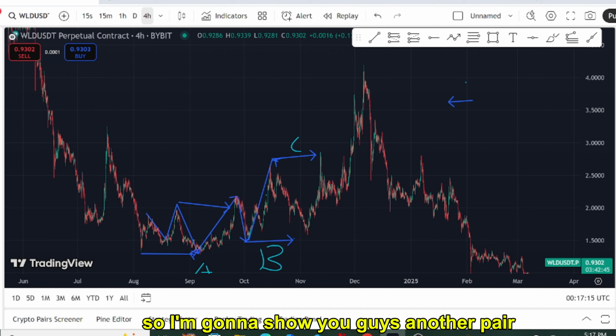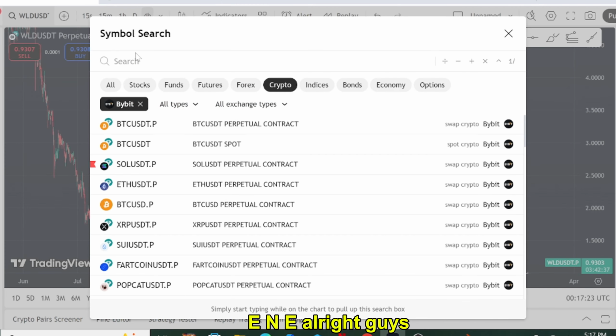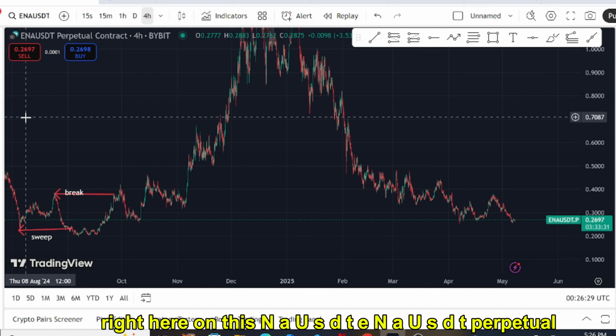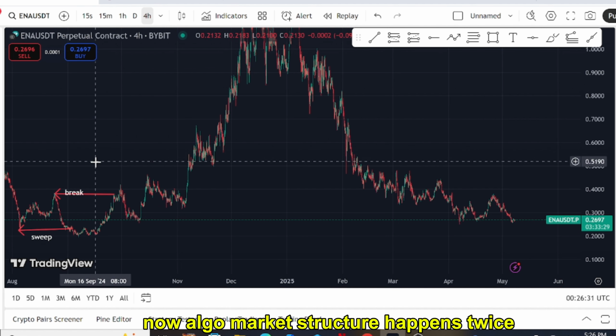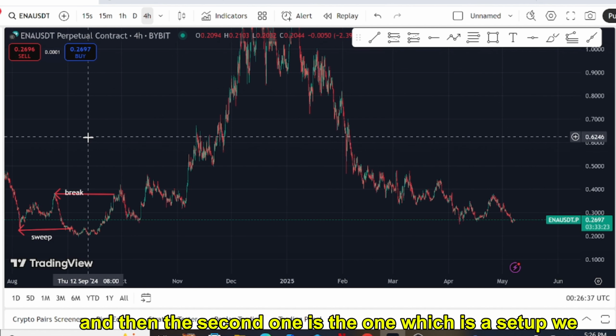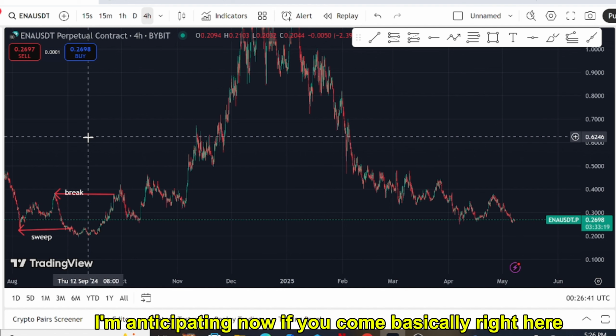So I'm going to show you guys another pair and then wrap it up from there. So I'm going to come to this pair called ENA. Alright guys, right here on this ENAUSDT perpetual, the algo market structure happens twice. The first one is the previous action it has done, and the second one is a setup we are anticipating.